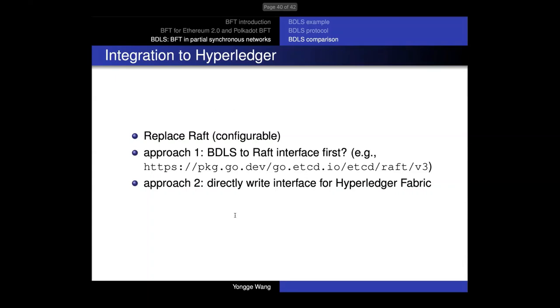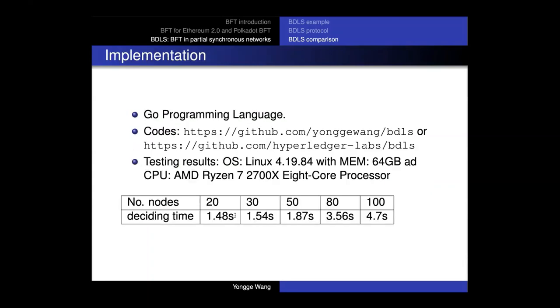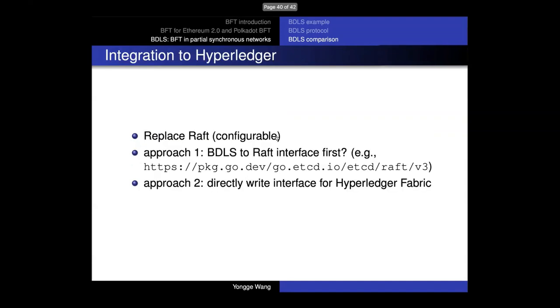Also, this BDLS core consensus code has been tested and tried very carefully, so everything works perfectly. We want to show how we can integrate this into Hyperledger. There are two potential ways, because right now Hyperledger Fabric uses a Raft consensus. One potential easy solution could be to repackage the BDLS implementation to provide all the interfaces that Raft has, such that it's easy and seamless to integrate Hyperledger with BDLS.